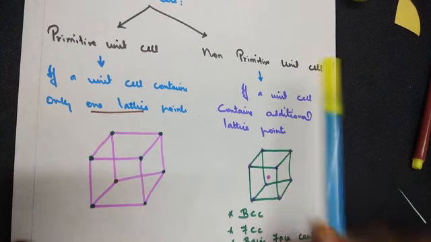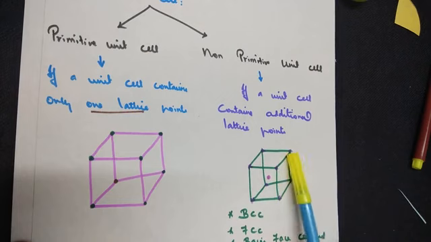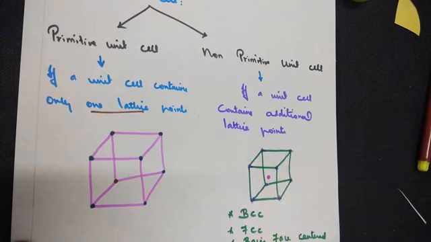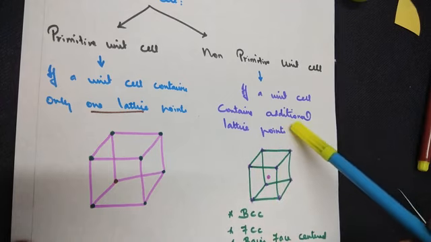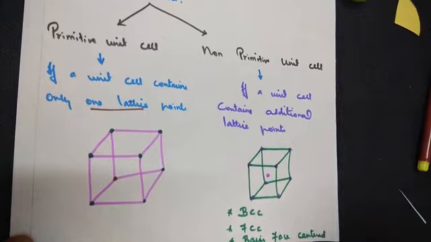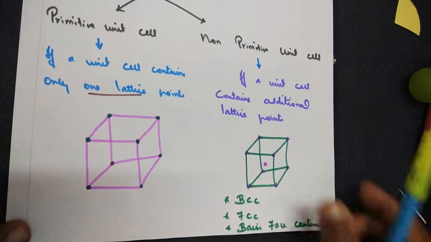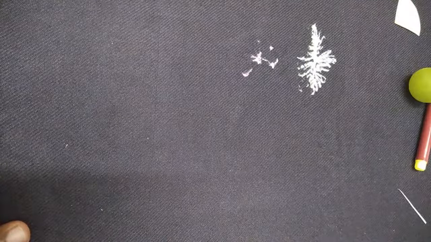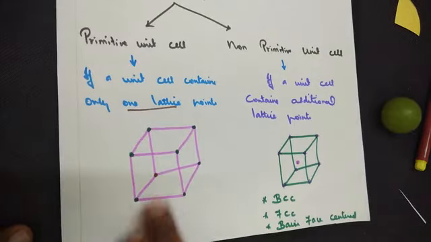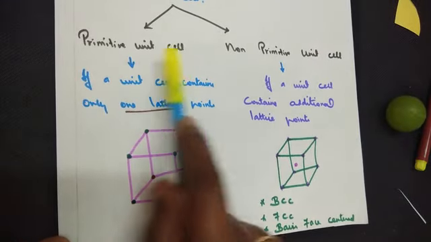Non-primitive unit cells have additional lattice points apart from the particles at the 8 corners. Based on the position of the additional lattice points, they are divided into 3 categories: body-centered cubic, face-centered cubic, and base face-centered or end-centered. Let's see them one by one along with the structure. You understand how to draw the structure of a primitive unit cell; I have shown you in previous classes.